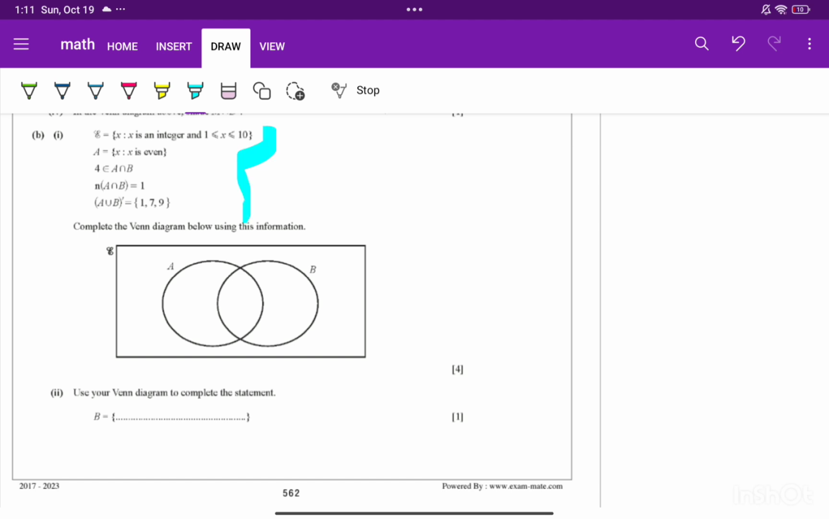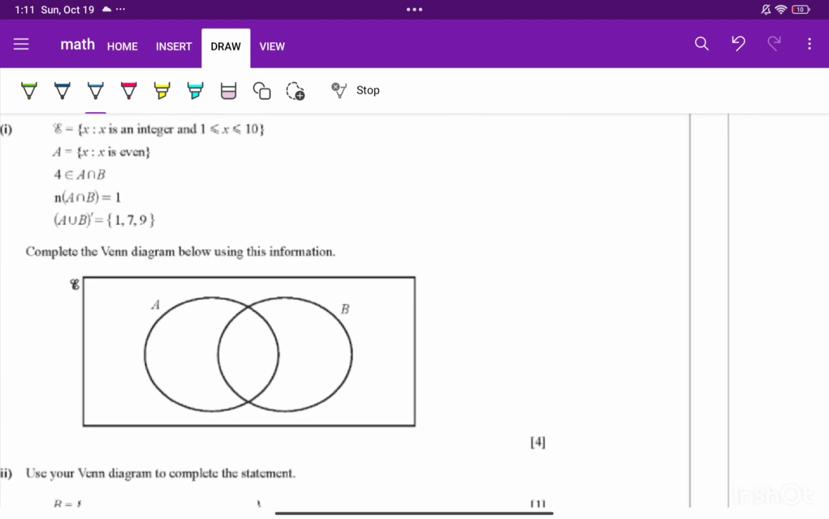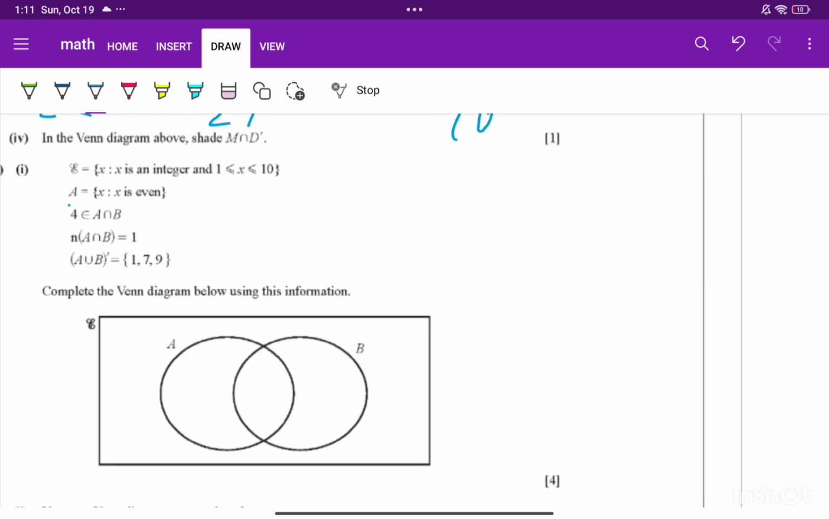Complete the Venn diagram using this information. So we will do this in order. 4 belongs to A intersection B, so 4 goes over here, and the only other number present in both sets A and B is 1. So we already write 4, and in A, 1, 7, 9 and set.